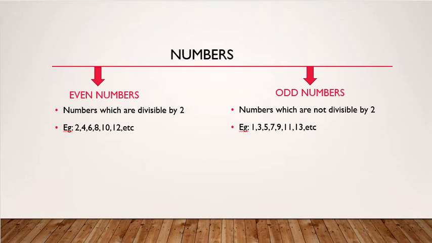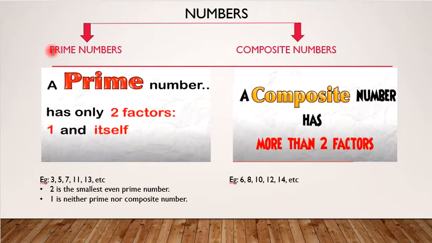The other type of classification for numbers is prime numbers and composite numbers. Prime numbers are numbers which have only two factors, 1 and the number itself. Examples are 3, 5, 7, 11, 13 and so on. However, we need to note one important thing here, and that is 2 is the smallest even prime number and 1 is neither prime nor composite number.